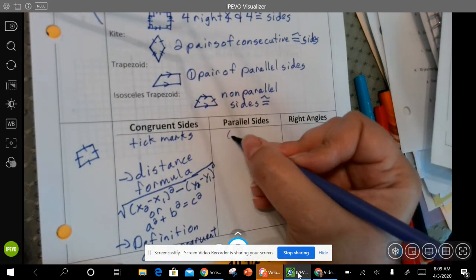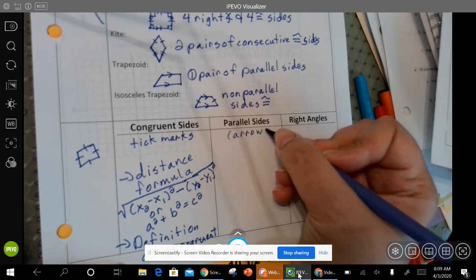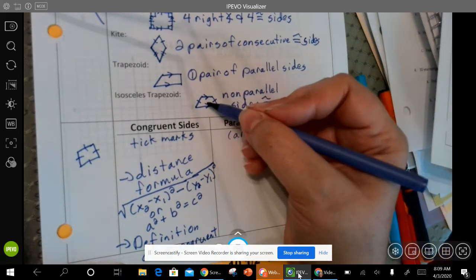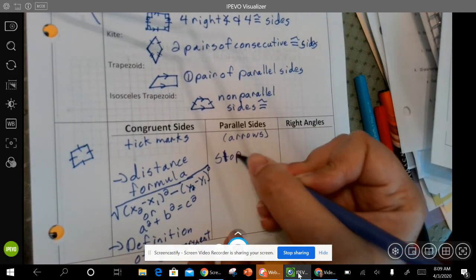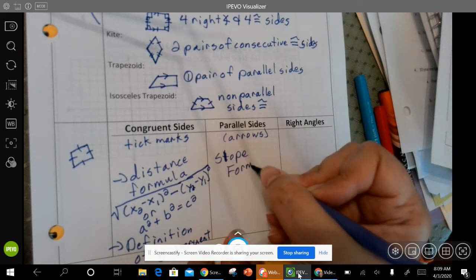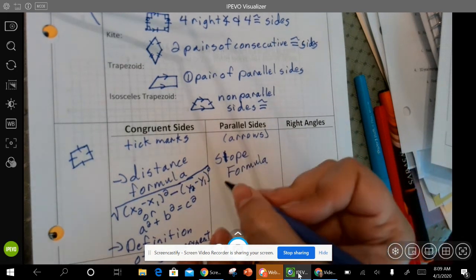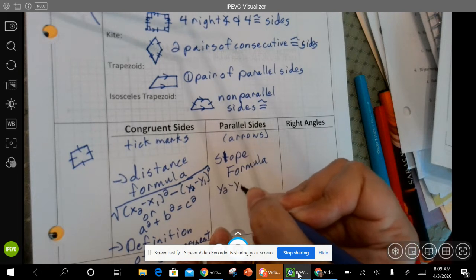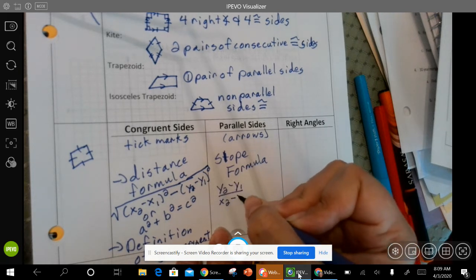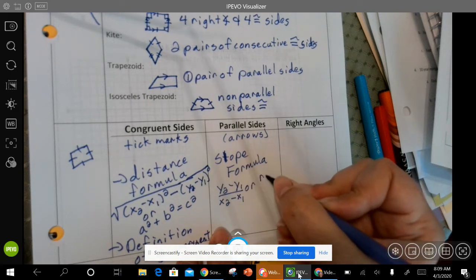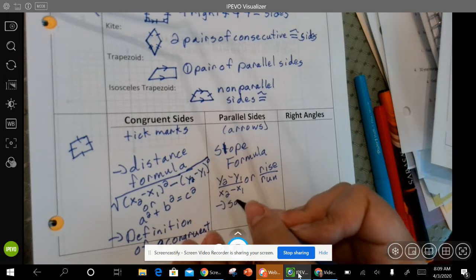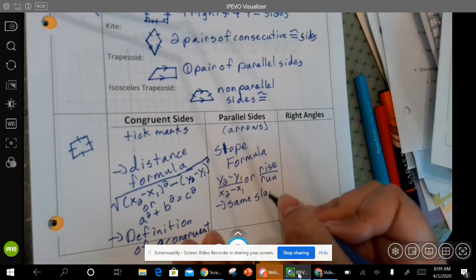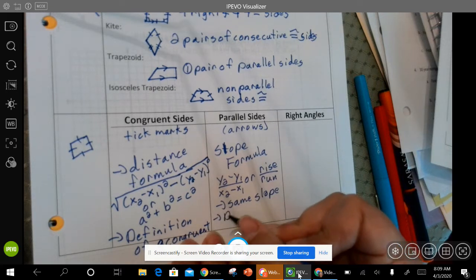Okay, parallel sides, you'll see those arrows, like we have up here. So we can use our slope formula. You can use the change in y over the change in x, or remember you can also use rise over run. They're going to have the same slope. Can also use the definition of parallel lines.